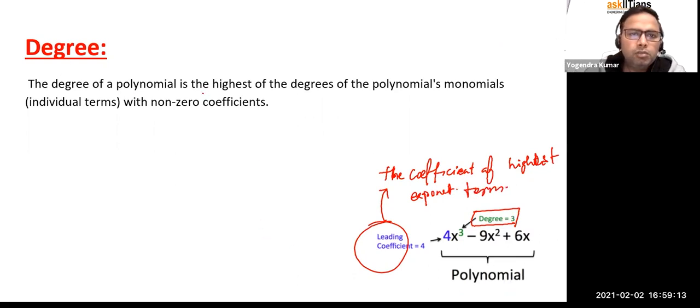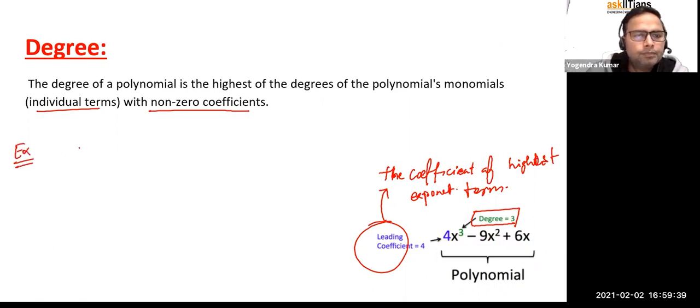So the degree of a polynomial is the highest of the degrees of monomials, individual terms with non-zero coefficient. Yes, it has to be non-zero. It cannot be zero, because if it is zero, then the whole term becomes zero. So then this will not count as degree. Are you getting it? So this is important. So degree is what here? 3.